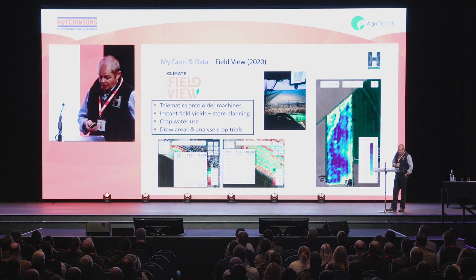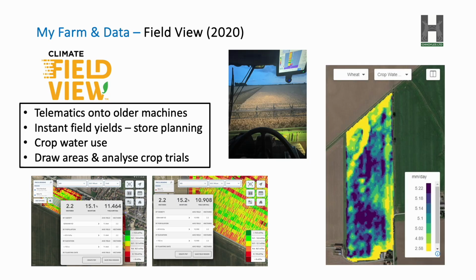Another aspect where we collect data is from Bayer's Field View. So we started using that in 2020. We originally used it as a bolt-on for telematics onto an older combine. So then we could see what yields were on the move, helping us with planning with stores, crop quality, field movement, logistics. Then that has grown and we've understood how to use it a bit more, and we can now use it for mapping out trial areas.